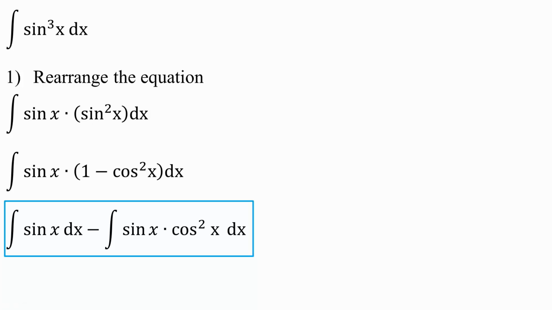We know that sine squared x plus cosine squared x is equal to 1, so we can rearrange this identity and say that sine squared x is equal to 1 minus cosine squared x.